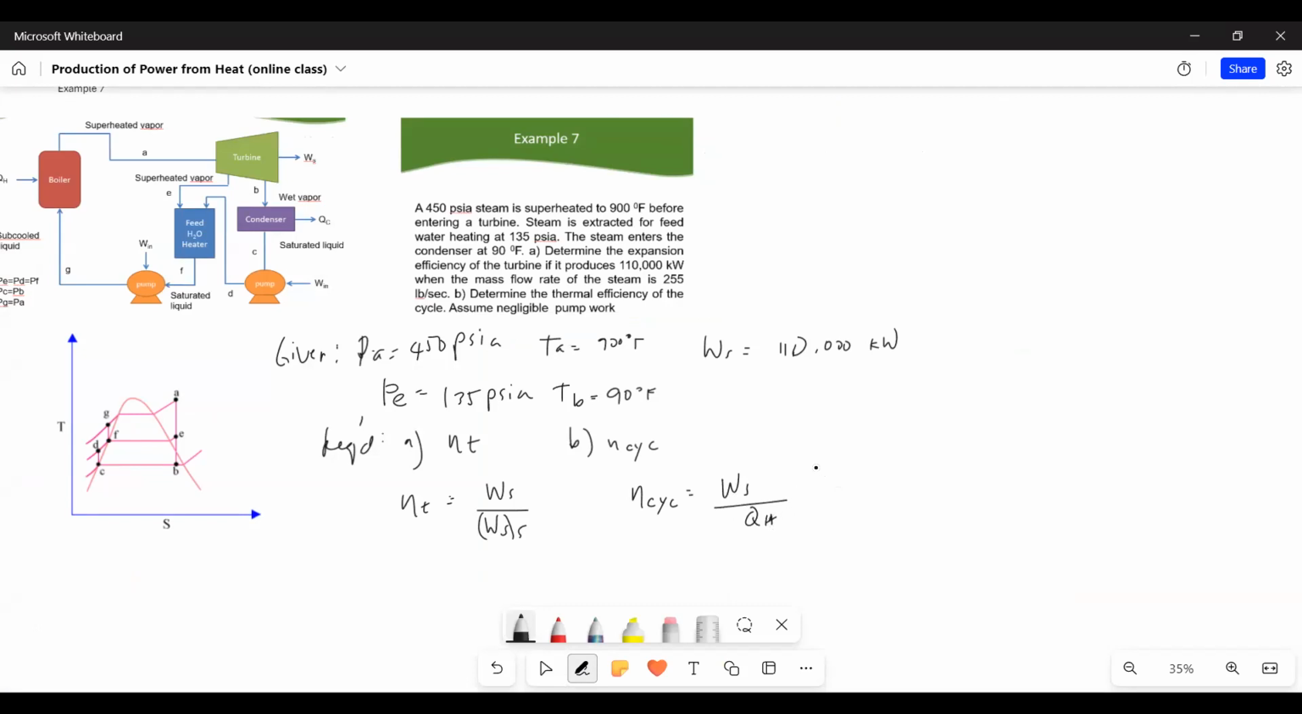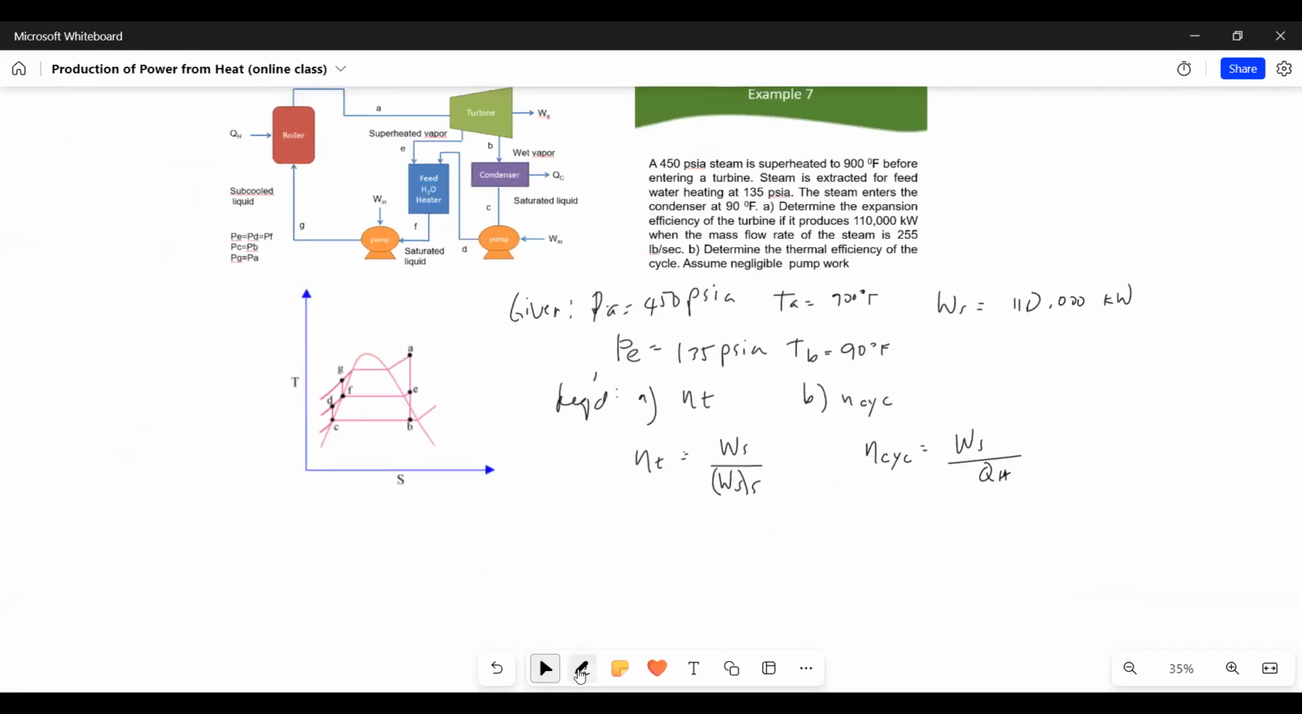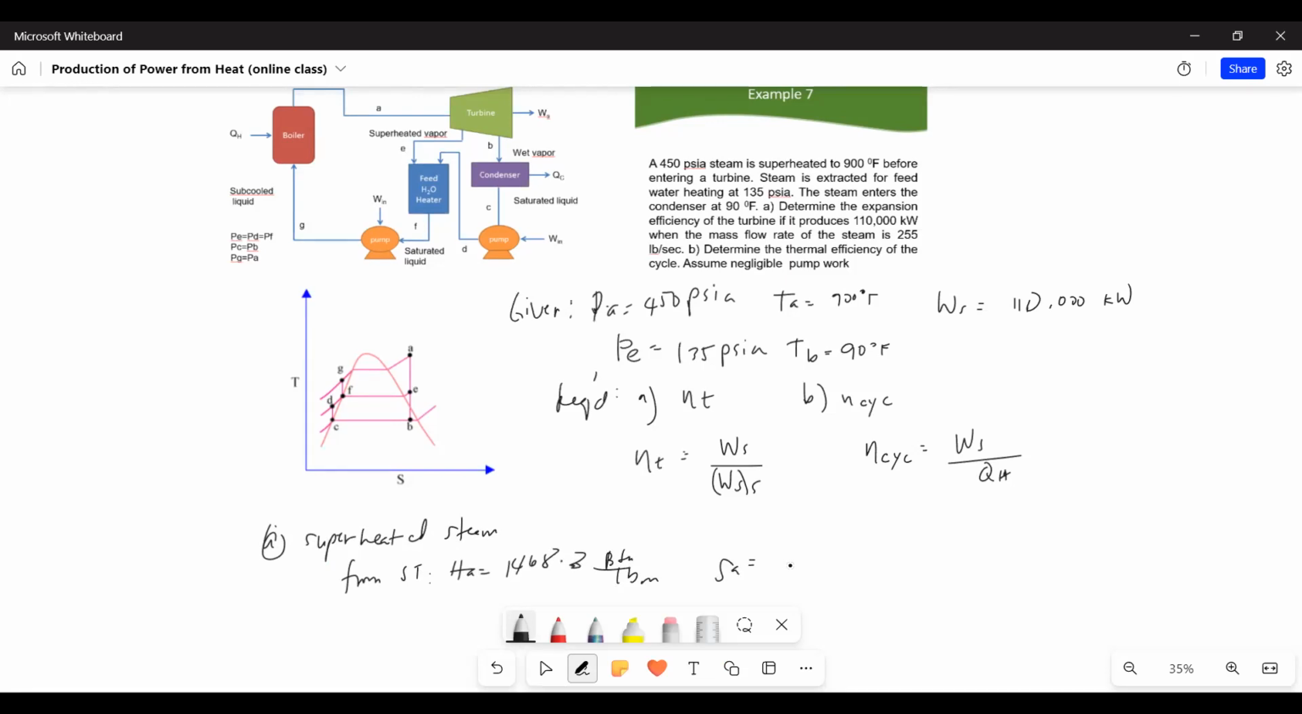Okay? So what's the next step? We try to find the properties of the steam at each point. Let's start at point A, where superheating happens. So it's a superheated vapor at point A, or superheated steam. From the steam table, HA equal to 1468.3 BTU per pound mass. And SA is 1.7115 BTU per pound mass Rankine. I won't write the units anymore, you write the units later.